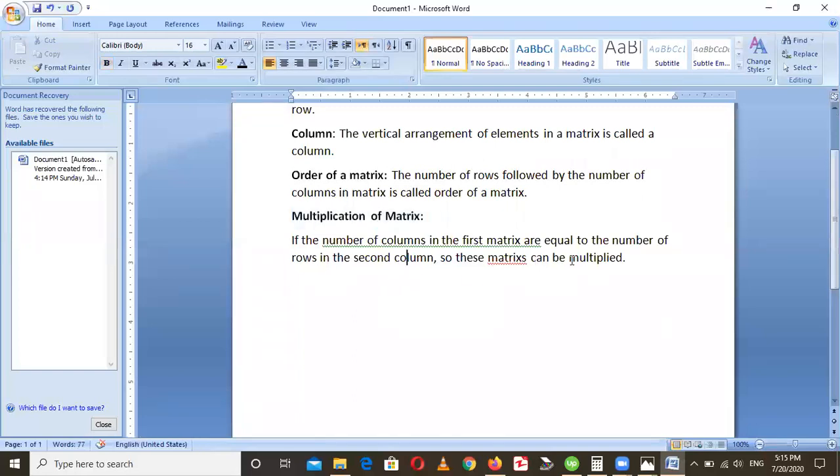So here, this is the condition. If the number of columns in the first matrix are equal to the number of rows in the second, sorry, this is not column, this is matrix. If the number of columns in the first matrix are equal to the number of rows in the second matrix, then these matrices can be multiplied with each other. Otherwise, if this condition fails, these matrices cannot be multiplied with each other. This is the condition you have to remember.